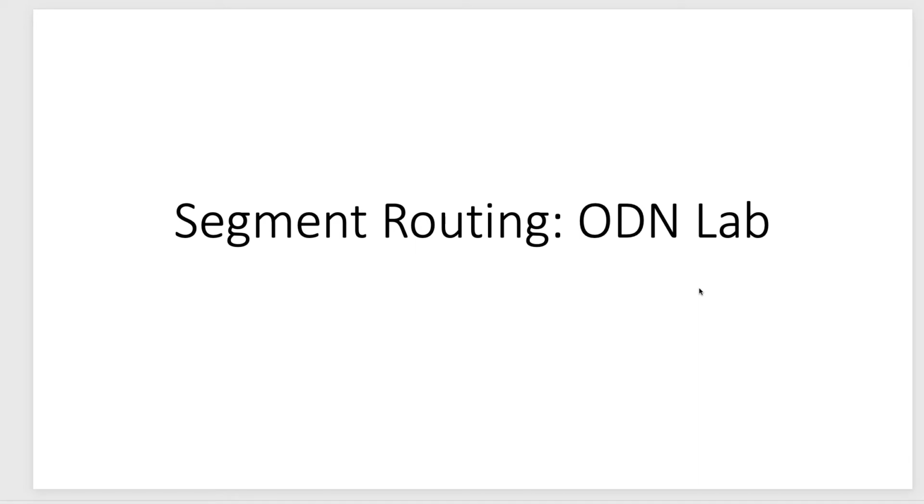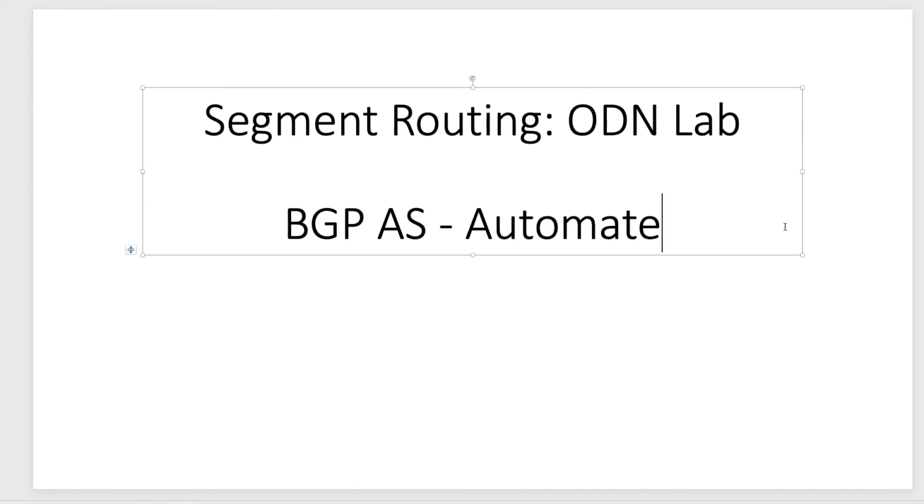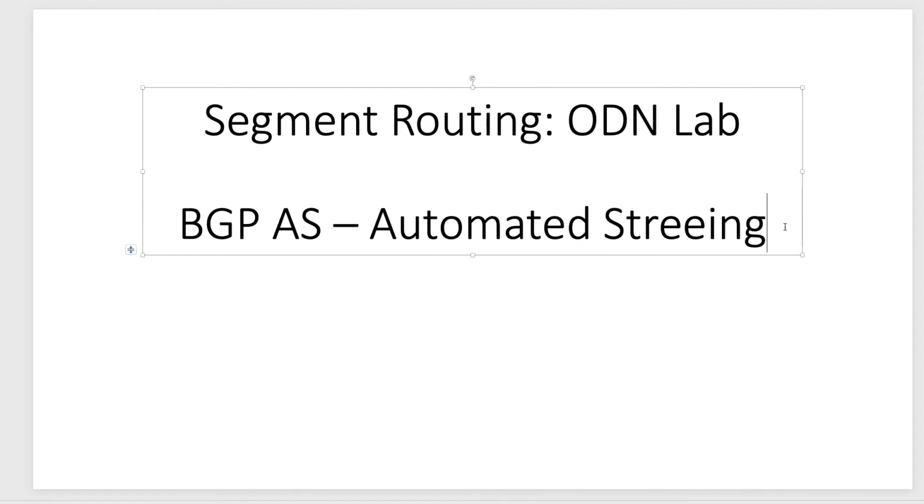So ODN is mostly used in combination with BGP. And sometimes if you look at some of Cisco's official documentation, it is also called BGP automated steering, or simply known as BGP-AS. Sometimes you will find it written in some documents as BGP-AS. Do not confuse it with the AS number. Here the AS really stands for automated steering. So in this case, we will be configuring BGP.